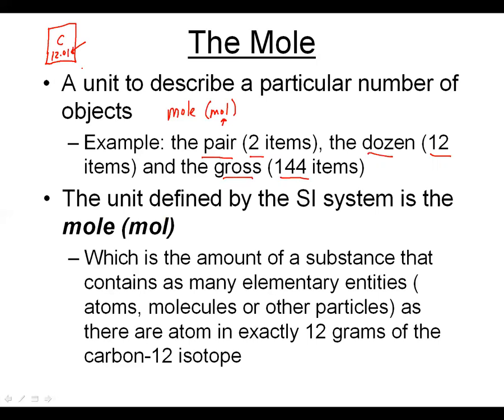Now, the mole itself does represent a certain number. And just like a pair represents 2, a dozen represents 12, and a gross represents 144, when we say we have 1 mole of something, it represents this number, 6.022 times 10 to the 23. And this number, as we will see, is what is known as Avogadro's number.